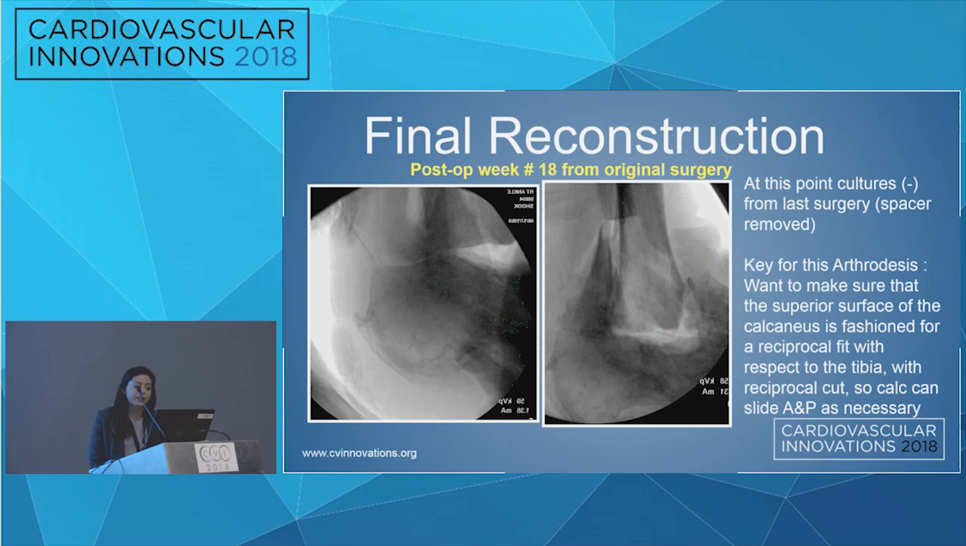So this is the final reconstruction. This is post-op week 18 from the original surgery. At this point, all cultures were negative from the previous surgery where the spacers were removed. The patient was managed on a standard perioperative antibiotic protocol with respect to the fusion, with any changes made if clinically warranted. The key to note about this arthrodesis is that we want to make sure the superior surface of the calcaneus is fashioned for reciprocal fit with respect to the tibia. Positioning of the tibia on the calcaneus is facilitated by reciprocal cuts of the tibia and calcaneus, allowing the calcaneus to slide anterior and posterior as necessary.